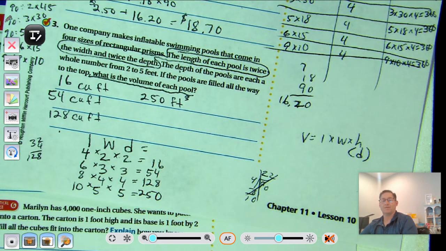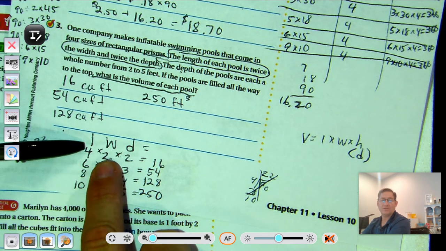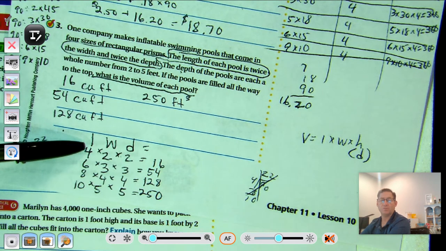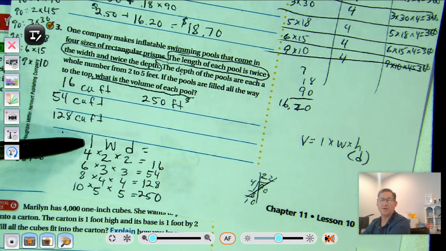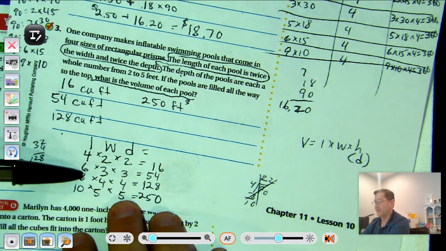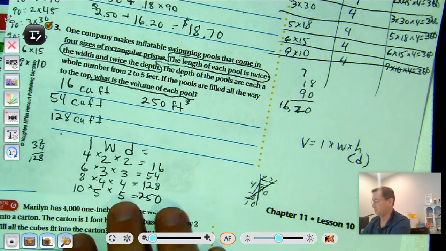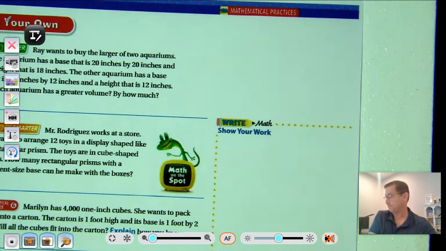Okay. So remember, the directions told us that the length was twice the width and depth of the pool. If the depth is 2, the length has to be 4. And so if the length is twice as much as the width, then basically it's 4 divided by 2, 6 divided by 2, 8 divided by 2, 10 divided by 2. All right. Now let's look at page 506.